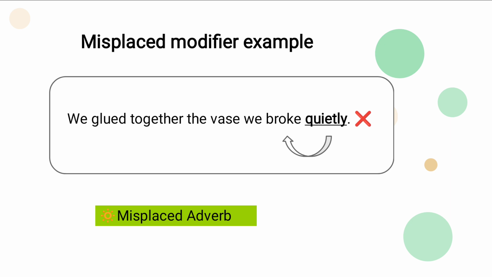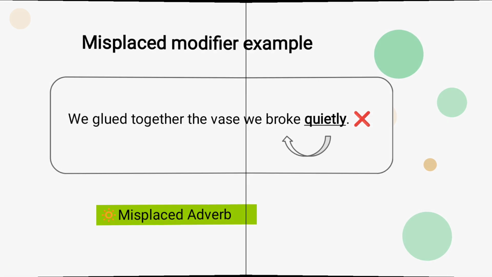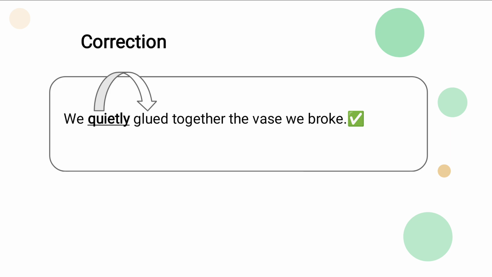So here the adverb modifier quietly is far from the word it wants to modify, glue, so we have to move it to be near to the word glue. So here is how it's fixed: we quietly glued together the vase we broke. Now we clearly understand the sentence. We glue quietly, the vase we broke.